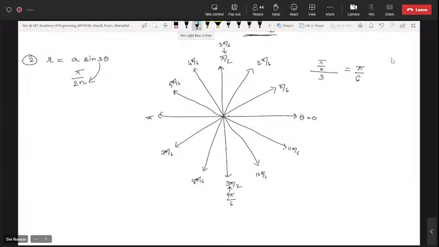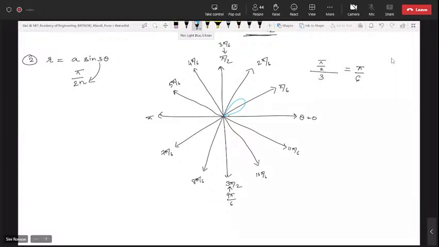If n is 3, so where will the first loop be drawn? Across which radial line? Pi by 6. Yes. So our loop should be lying across pi by 6. So I have drawn the first loop across pi by 6.